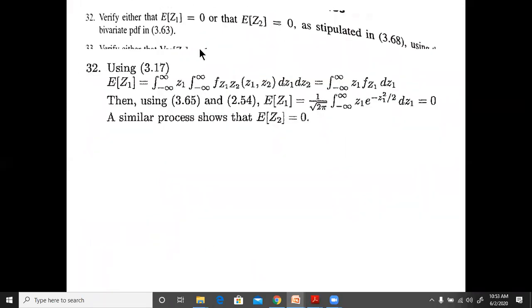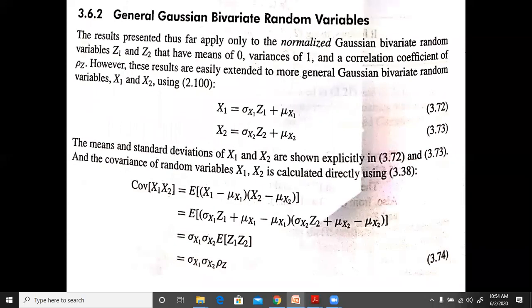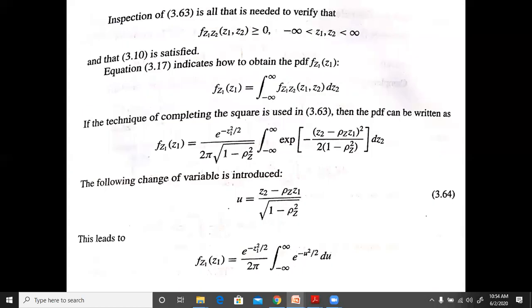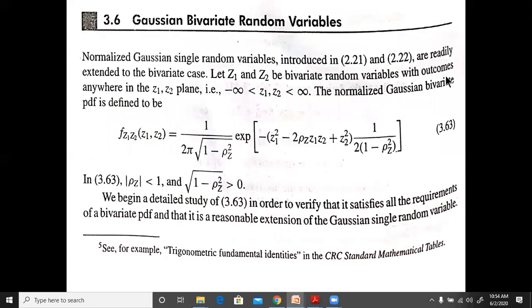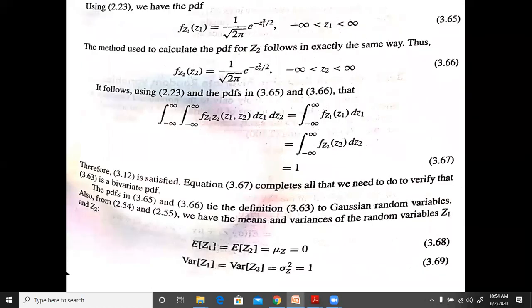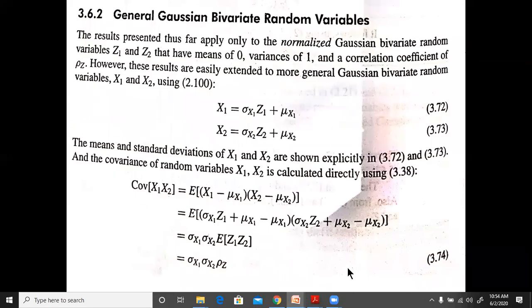So let us take an example corresponding to this. Verify that E of Z1 is equal to 0 and E of Z2 is equal to 0, as stipulated in 3.68, using the bivariate 3.63. Okay, so using the bivariate 3.63, we need to find 3.68, that is this.